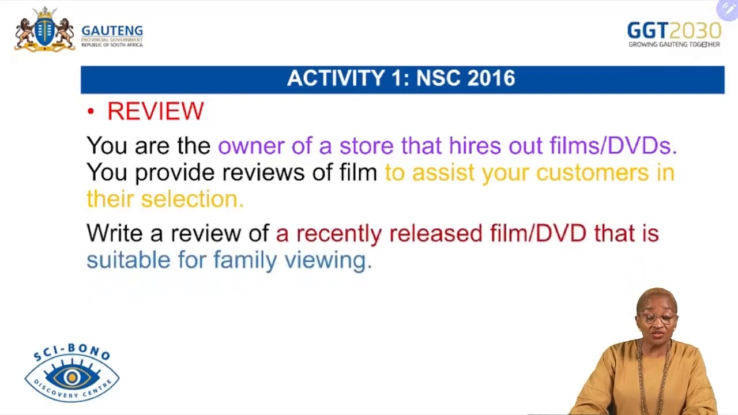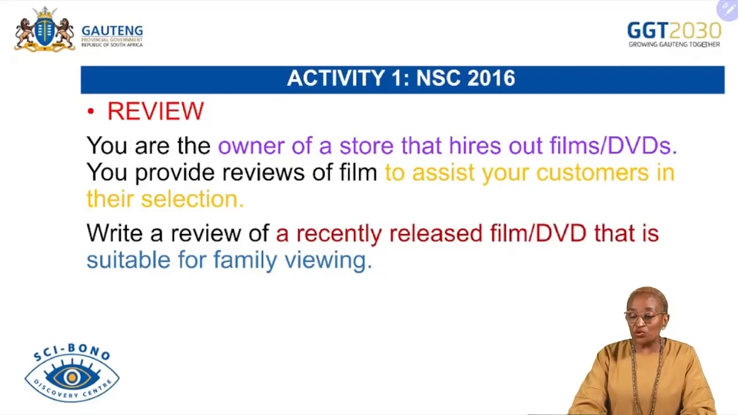Let's have a look at the instruction. Write a review of a recently released film or DVD that is suitable for family viewing. That is the most important thing that you've got to look at that instruction. You've got to write a review, not of an old film or an old DVD, a recently released film. And that film has to be suitable for family viewing. So we've got the audience there, right? Family.